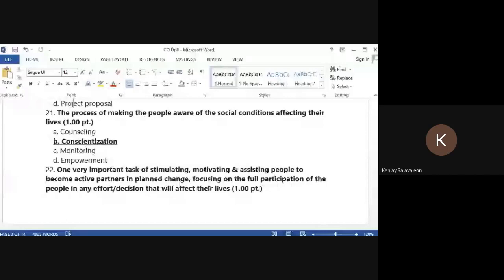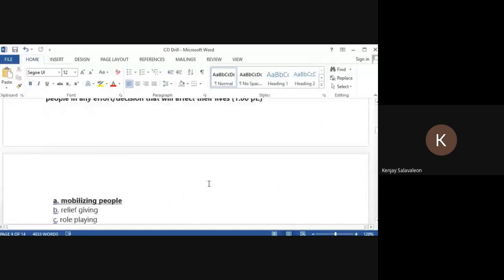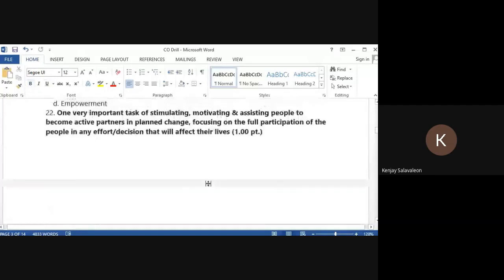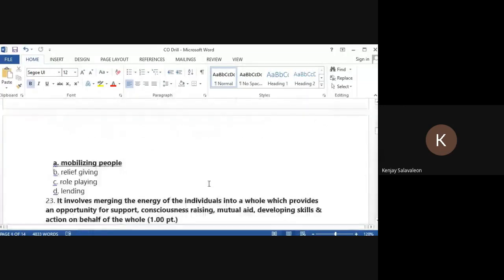Okay, 22. One very important task of stimulating, motivating, and assisting people to become active partners in plan change, focusing on the full participation of the people in any effort, decision that will affect their lives. Yes. Good. Ayan. Kitang-kita naman, no? Halata naman, it is mobilizing people.